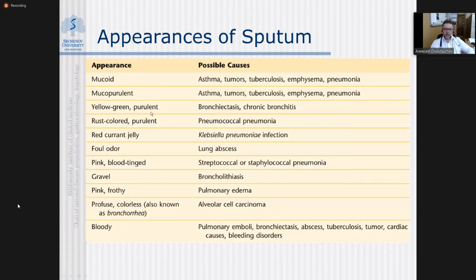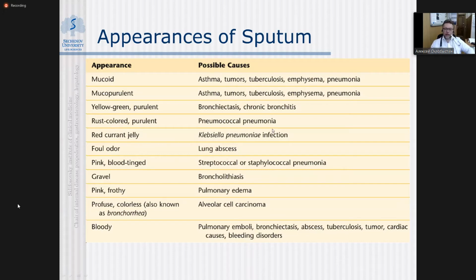Typically, purulent sputum will be seen in patients with severe chronic bronchitis and sometimes in the mild stage of destructive diseases like bronchiectasis, in remission, or just a mild course of lung abscess. If it is rust-colored and purulent, that's typical for classical lobar pneumonia.